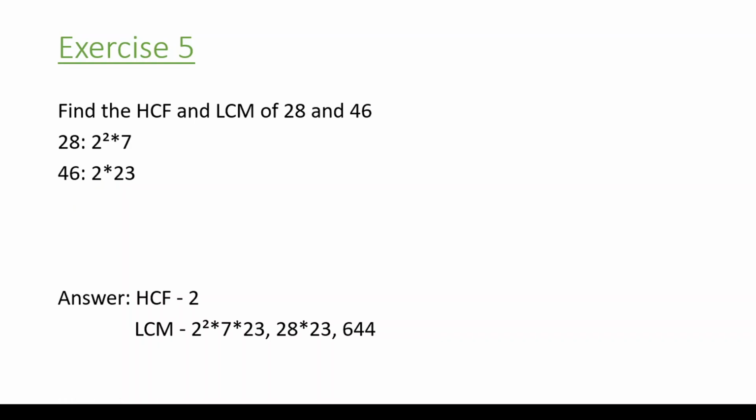And the lowest common multiple is 2 squared times 7 times 23. Because you have the 2 in common, the 7 and the 23. So 28 times 23, which is 644.